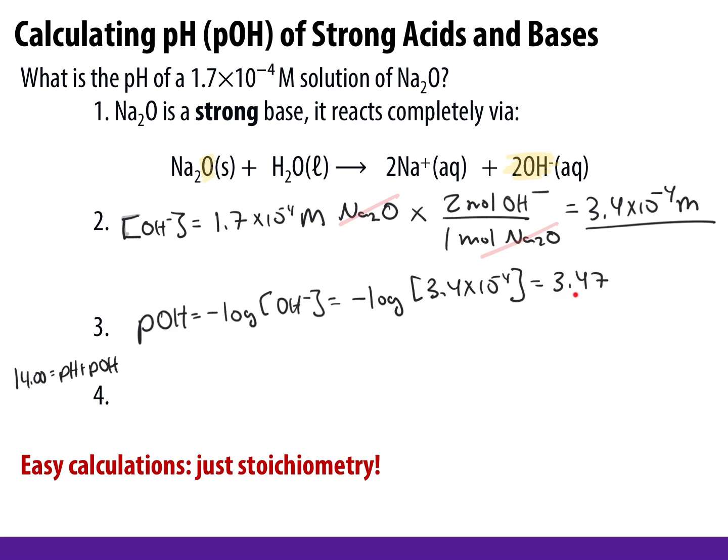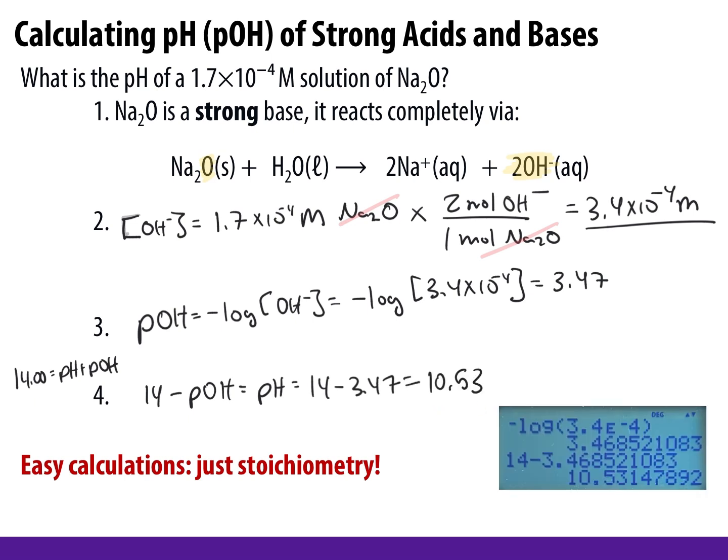The first step there gives me 3.47. Next, to get to pH, 14.00 is equal to pH plus pOH off our equation sheet at 25 Celsius. So we can do 14, again we want pH, so it's going to be subtract pOH from both sides, so 14 minus pOH is equal to pH is equal to 14 minus 3.47 is equal to 10.53.